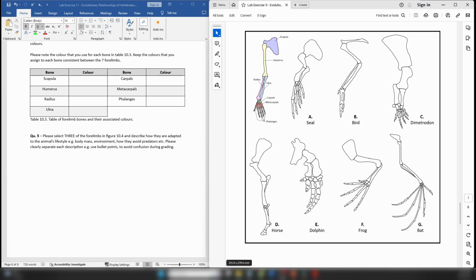So when you just look at the horse leg here, you will notice that some of the bones are extremely elongated versus, for instance, the human forelimb or the dolphin forelimb or the seal forelimb. So you can look at these forelimbs and you can start to see indications of how the environment in which the animal is living has affected the development of each of their forelimbs. And so you're going to analyze 3 of them, and you are going to try and explain how and why these adaptations have appeared in order to make the animal's life easier.